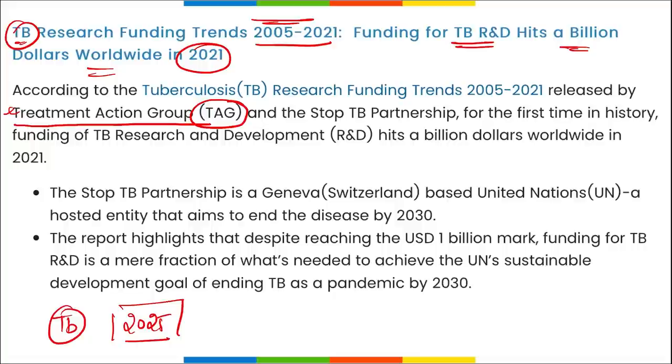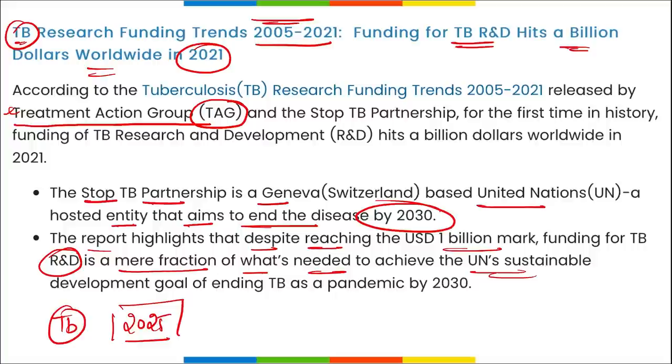Stop TB Partnership is a Geneva, Switzerland-based United Nations host entity that aims to end the disease by the year 2030. The report highlights that despite reaching the $1 billion mark in funding for tuberculosis research and development, it is a mere fraction of what needs to be done to achieve the United Nations Sustainable Development Goal for ending TB as a pandemic by 2030.